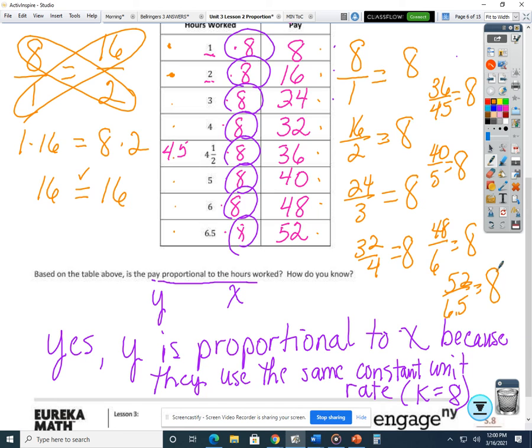So again, whether you find this by using your proportional constant unit rate, or you do your division, and in this case you are finding that rate, or you use your cross multiplication method, any of these are the other ways that you can use to prove that yes, the pay Y is proportional to the hours X.